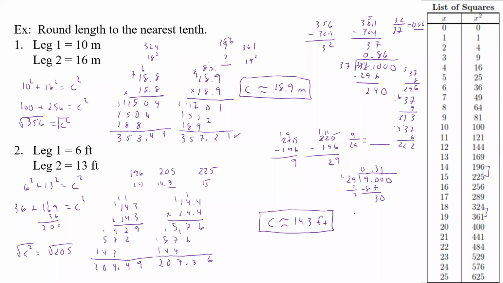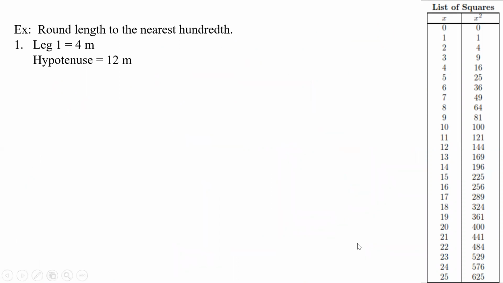So if we're looking at the hypotenuse, we said that this one was 6 feet, this one was 13 feet, and this one's 14.3 feet approximately. Okay. All right, what else do we have?